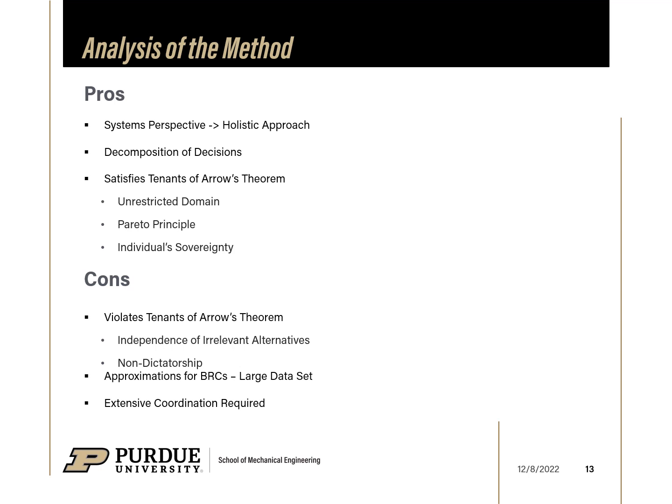Whether that needs to be a structural engineer and a mechanical engineer, or adding in an electrical engineer, each person can have a section of the objective function that allows for their preference structure to be represented. It satisfies some of the tenets of Arrow's theorem, including unrestricted domain, Pareto principle, and individual sovereignty.